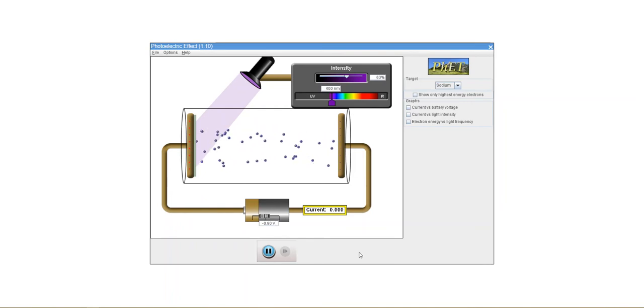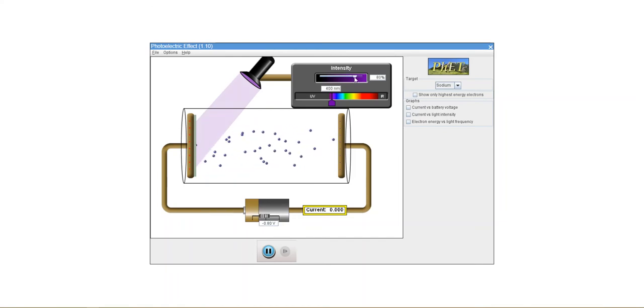So now classically, what should I be able to do? Leave the voltage. This is called the stopping voltage. Let's leave the stopping voltage at 0.8. And if I want to give the electrons more energy so they make it across, what do I have to do? Classically, you would say turn up the intensity of the light. So watch what happens if I turn up the intensity of the light.